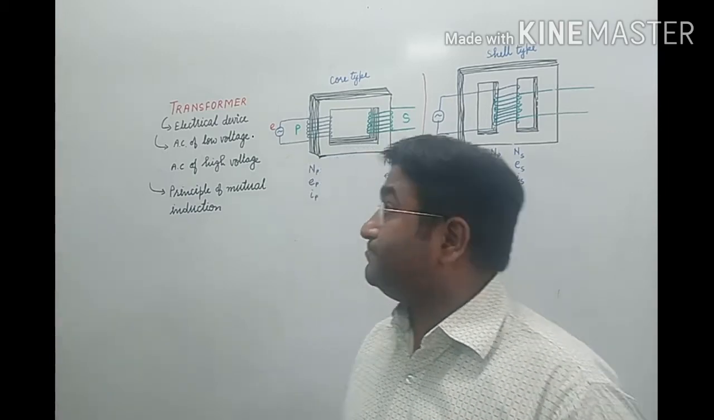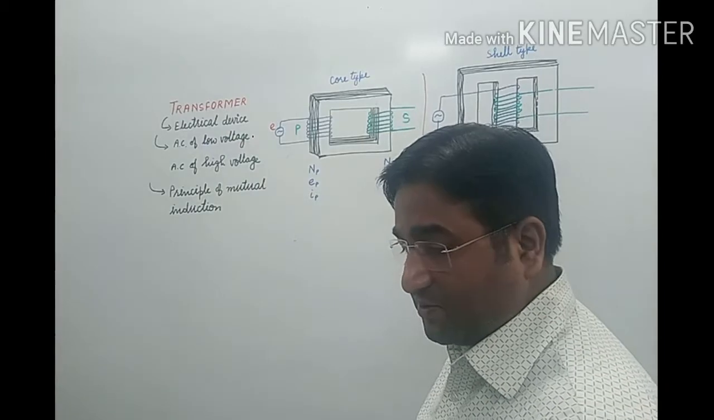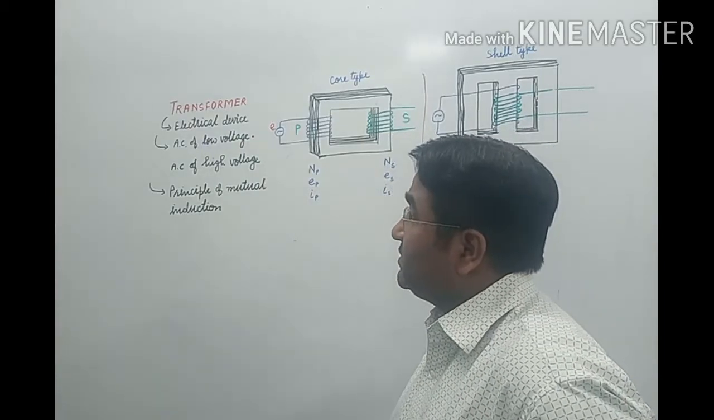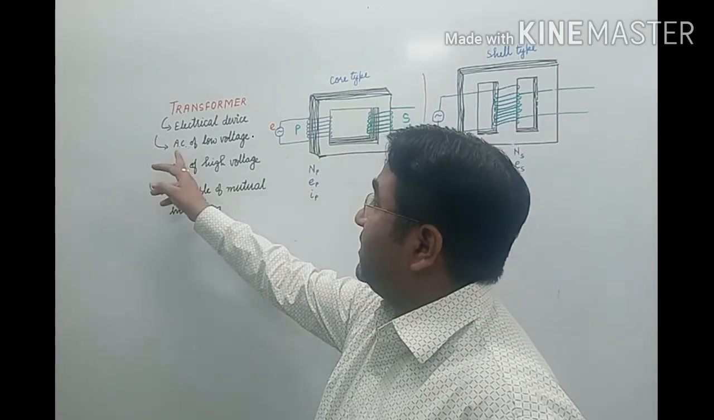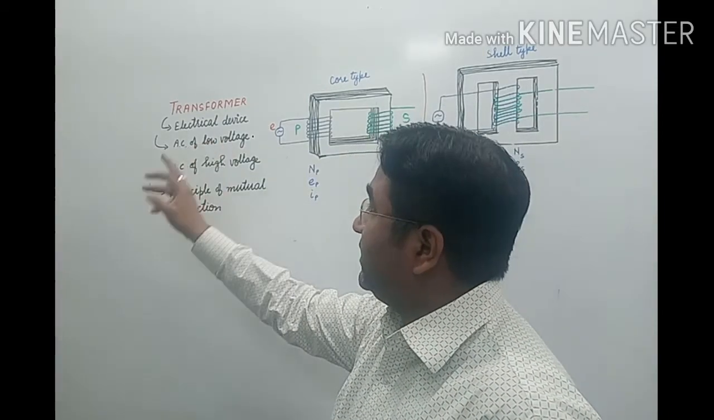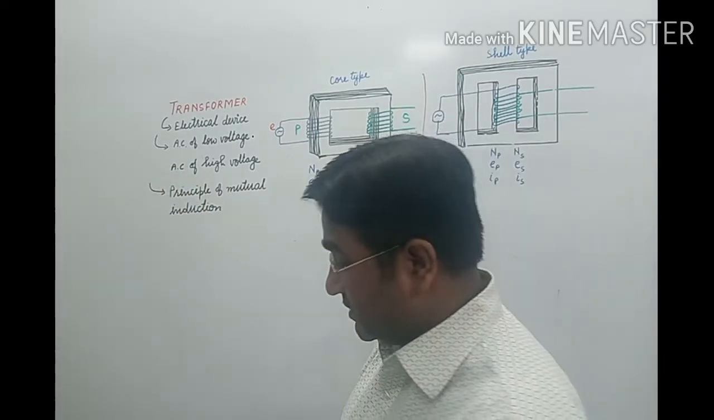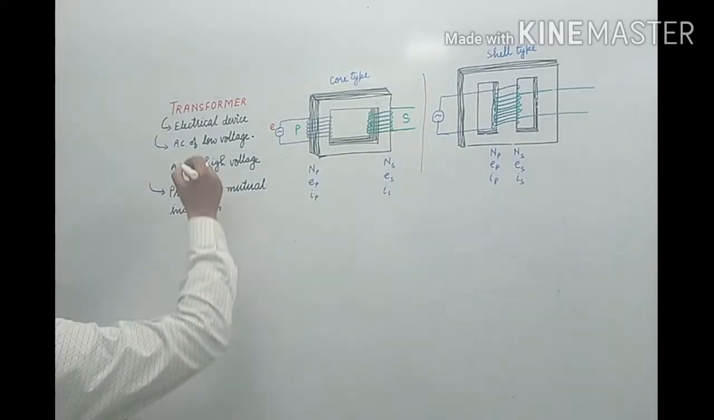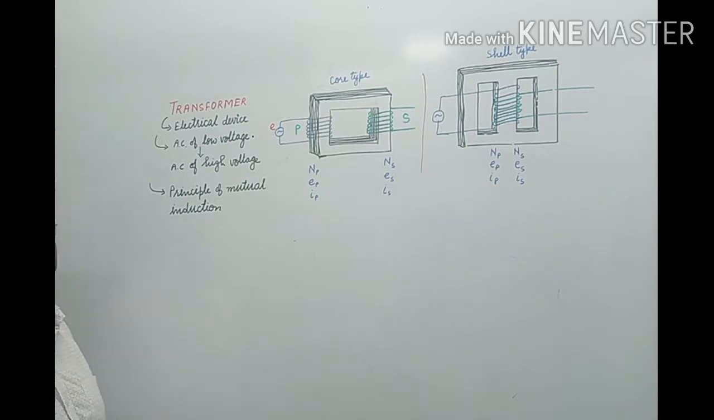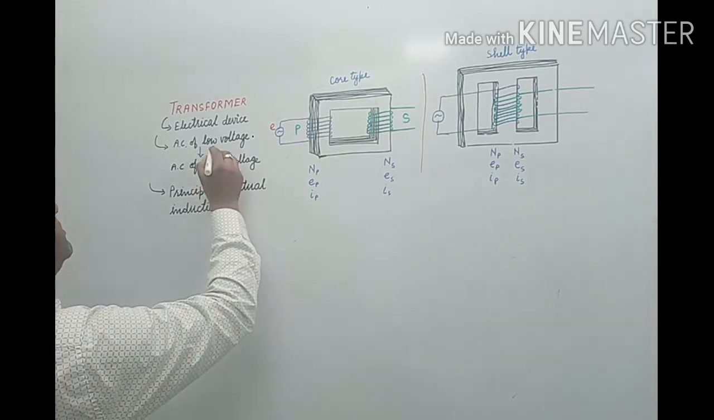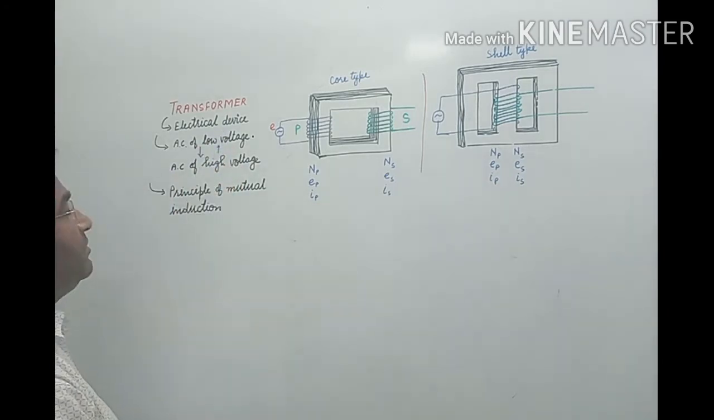Okay. Now this is a transformer. It is an electrical device. Then what is its function? It converts alternating current of low voltage into alternating current of high voltage. Means it will convert AC low voltage to AC high voltage, and also it converts AC high voltage into AC low voltage.